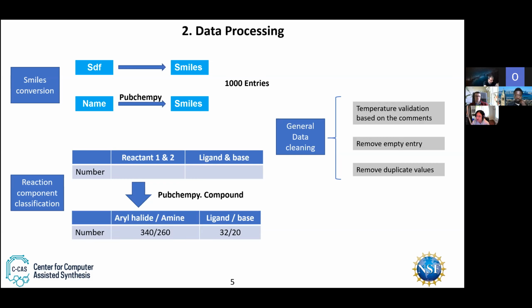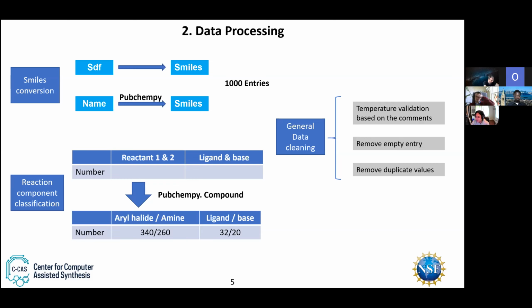After all the SMILES have been generated, for the AstraZeneca dataset there is no classification between the alkyl halides and amines and also the ligands and bases. So the next step is to classify all the reaction components. Here I use the PubChemPy package to read all the molecule information, which can be used to do the classification.